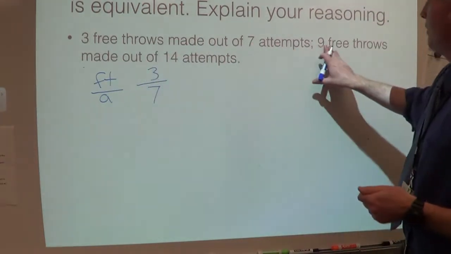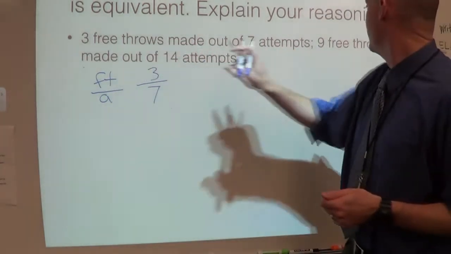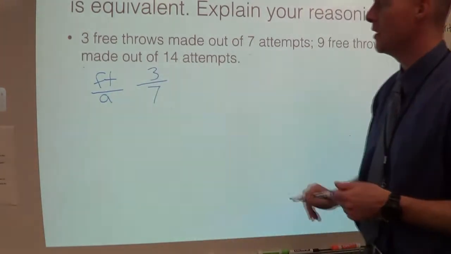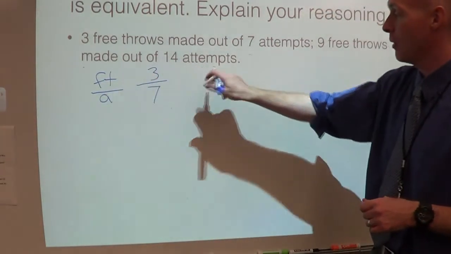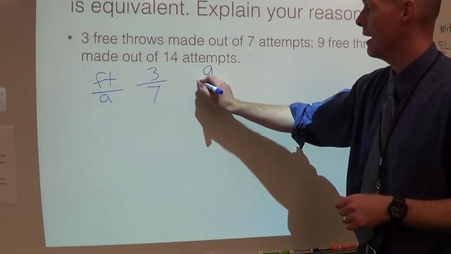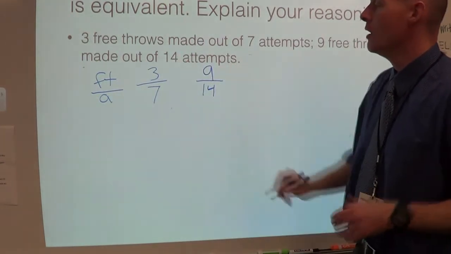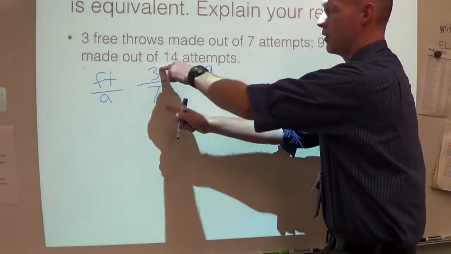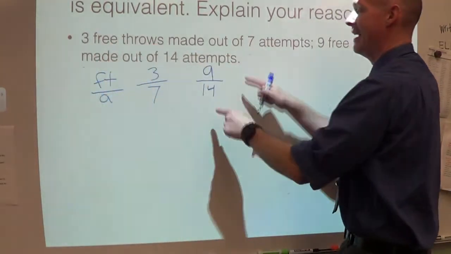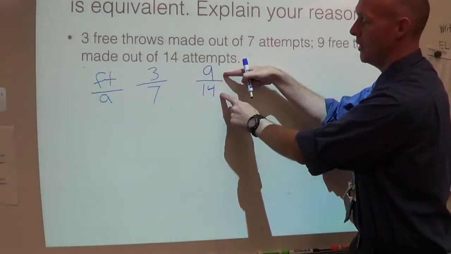So here I have 3 to 7. Okay, then I have 9 free throws made out of 14 attempts. Keeping the free throw line, I'm going to put 9 on top, and I'm going to put 14 on the bottom. So here I have my 2 different ratios. The first one, 3 to 7. The second one, 9 to 14.